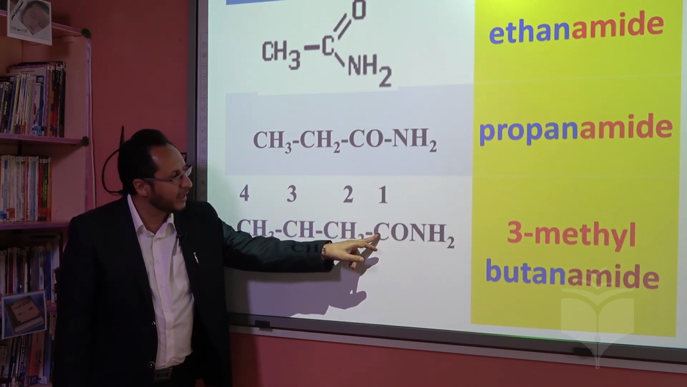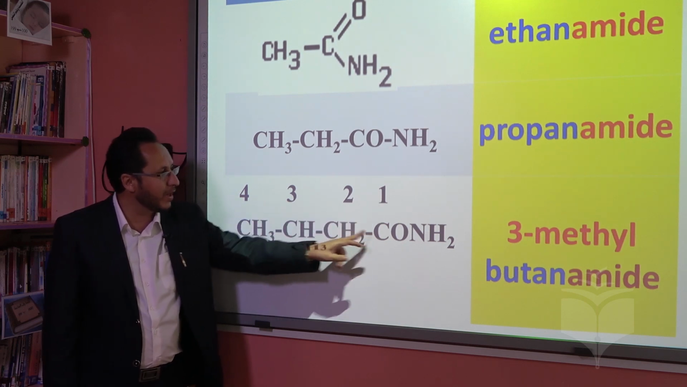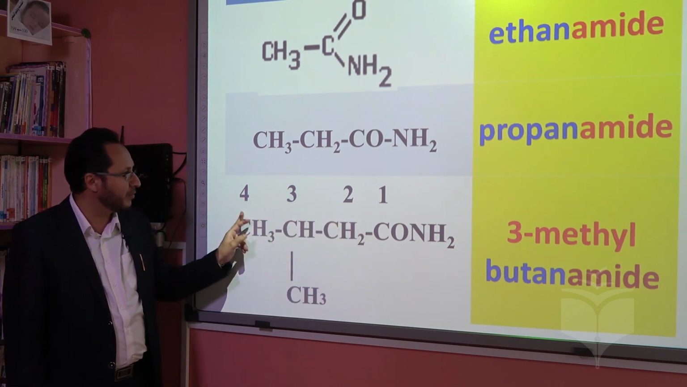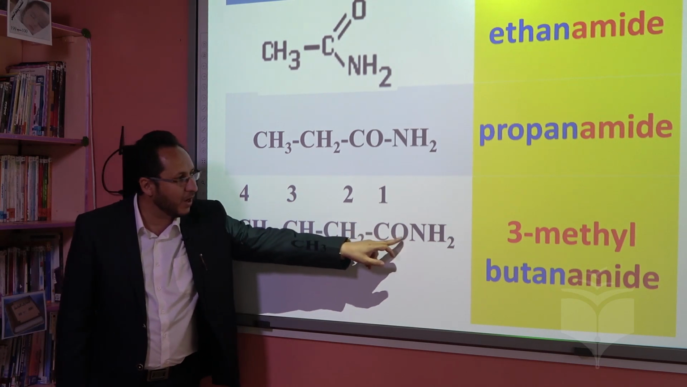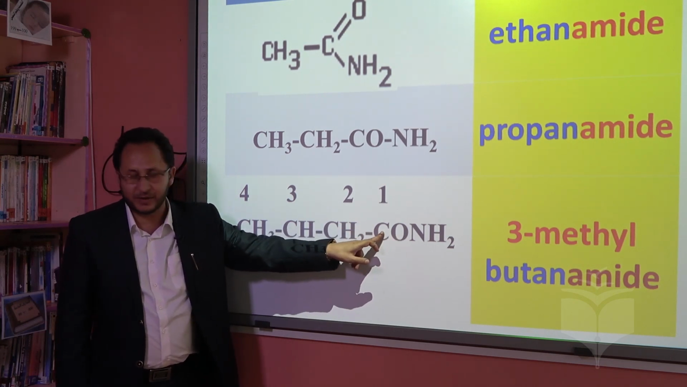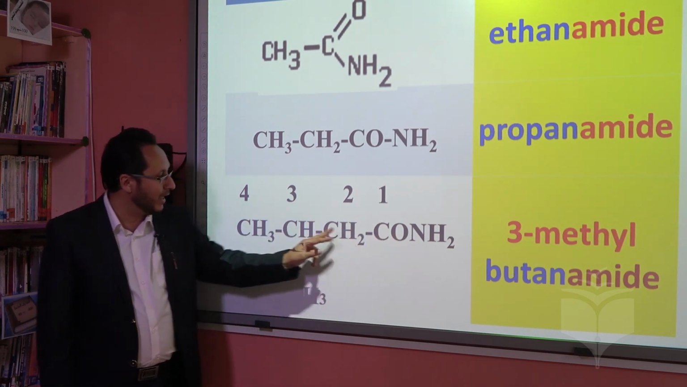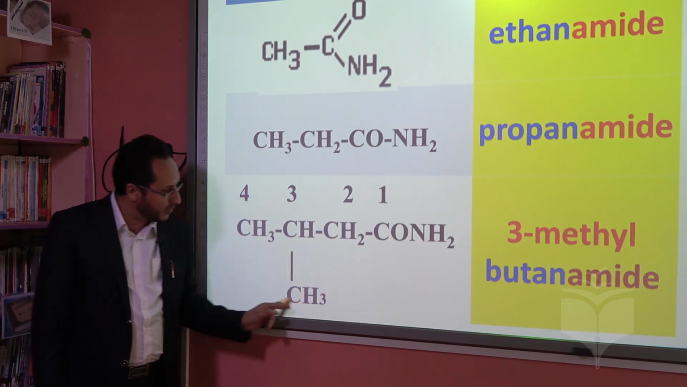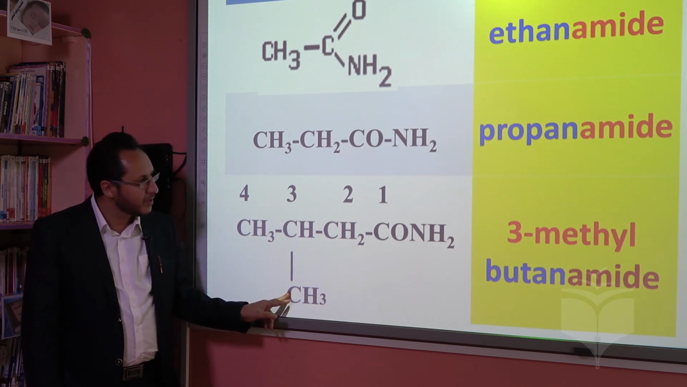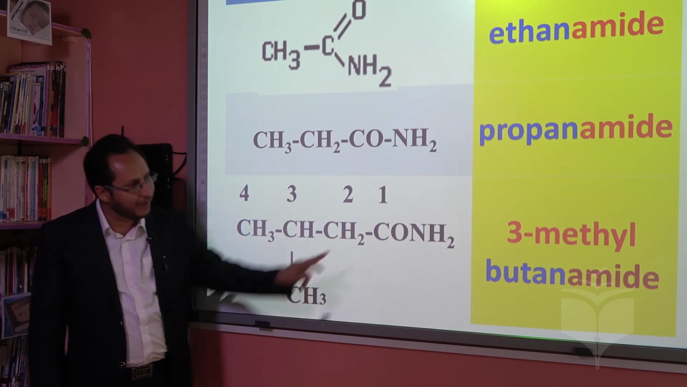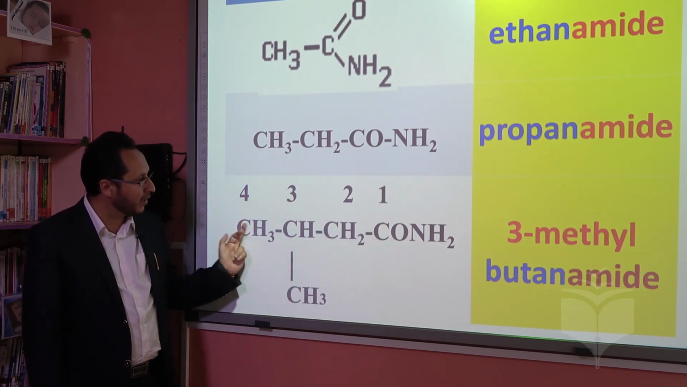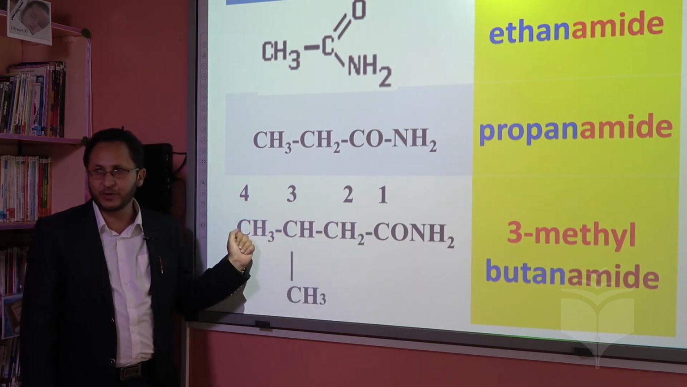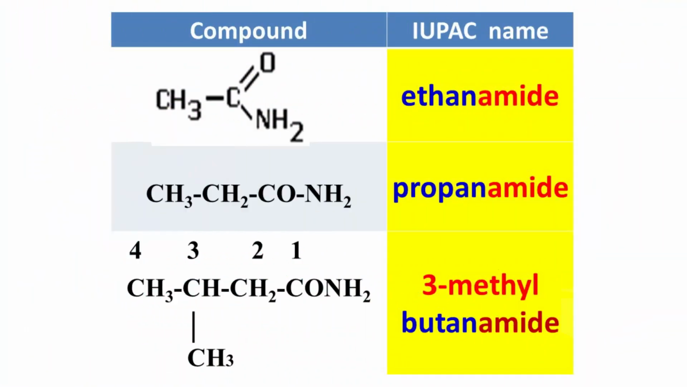So this is carbon number 1, number 2, number 3, number 4. This one, CONH2, takes the lowest number. You have to number from this side. And here we have a branch at carbon number 3. What is this branch? It is a methyl group. So at carbon number 3, we have 3-methyl. And the longest chain here is butanamide.